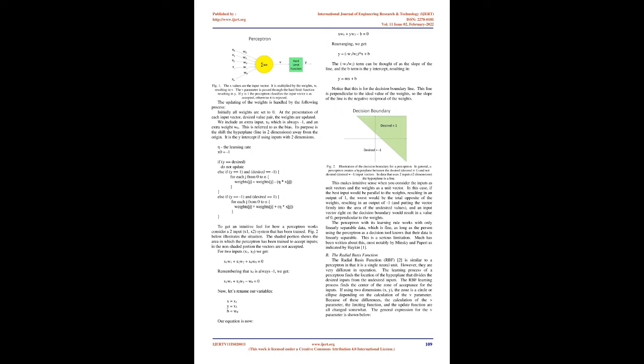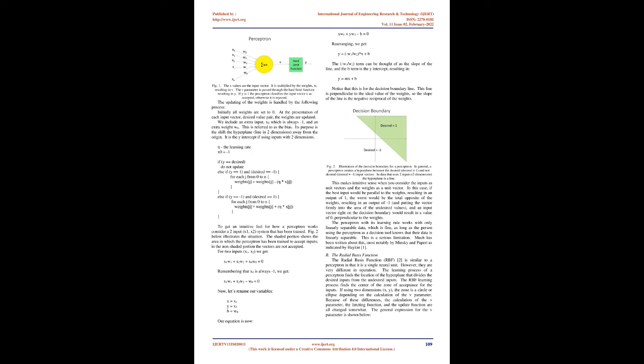B. The radial basis function. The radial basis function, RBF [2], is similar to a perceptron in that it is a single neural unit. However, they are very different in operation. The learning process of a perceptron finds the location of the hyperplane that divides the desired inputs from the undesired inputs. The RBF learning process finds the center of the zone of acceptance for the inputs.